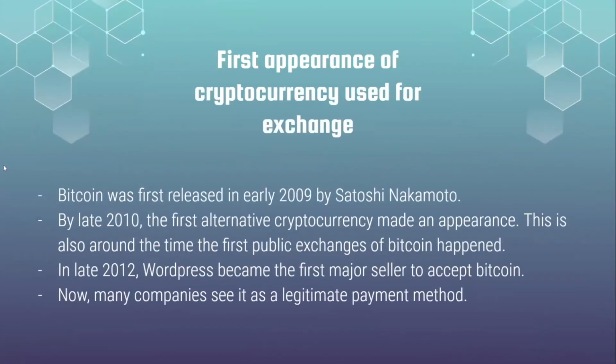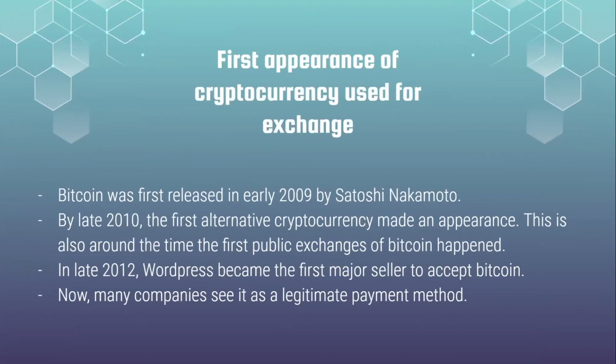Let's talk about the first appearance of cryptocurrency used for exchange. Bitcoin was released in 2009 by someone who goes by the name of Satoshi Nakamoto. The interesting thing with Satoshi Nakamoto is that people know that he goes by this name, but people don't actually know who he is. So it's a big conspiracy, people trying to figure out who Nakamoto actually is.